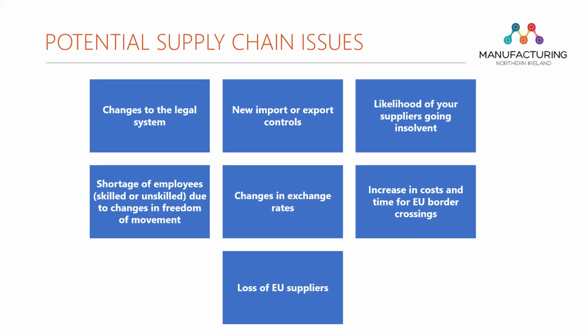So there are a number of potential supply chain issues. The first one: changes to the legal system, such as data protection and the costs involved with making appropriate changes. Or even if you have EU suppliers, you need to reassure them and persuade them that you're still able to comply with EU provisions. New import or export controls: it's not going to be easy to get to grips with any of the new compliance requirements that will be coming down the line. Changes in exchange rates and the effect on overall supply cost.